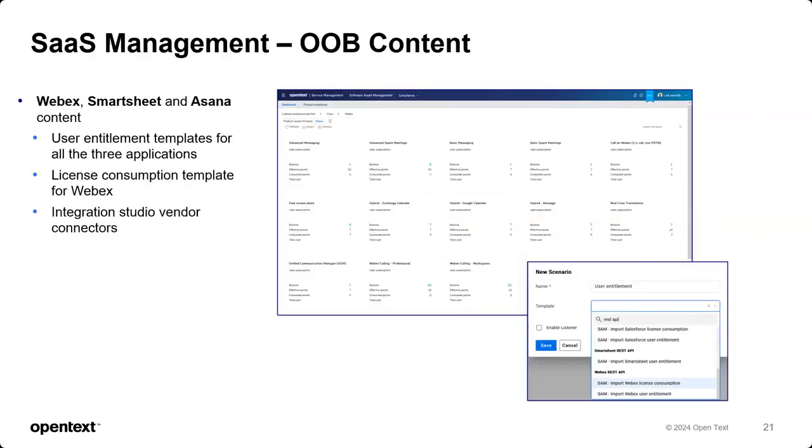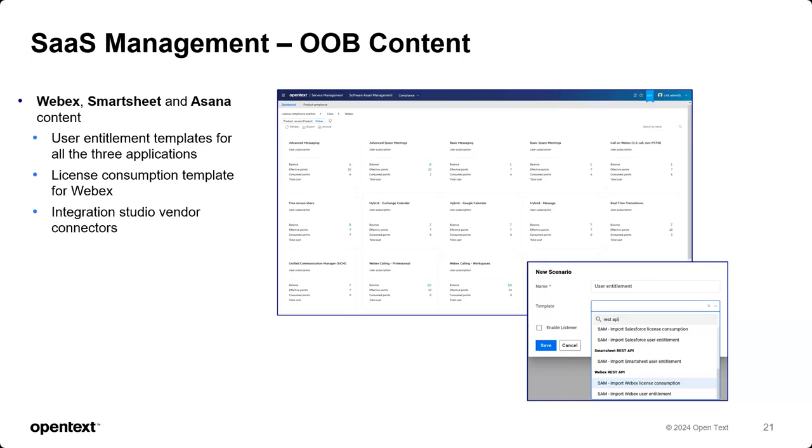And meanwhile, in this 24.3, we continue to provide more out-of-box content for our SaaS management. In almost every release, we deliver around two or three out-of-box contents for SaaS applications. In this release, we mainly focus on the out-of-box content for WebEx, Smartsheet, and Asana. As you know, in our SaaS management, we heavily leverage the Integration Studio to provide the solution to import the user entitlement or license consumption data from those SaaS applications to our AMX SAM for the compliance calculation. So in this release, we provide the out-of-box connectors for Smartsheet, Asana, and WebEx in the Integration Studio.